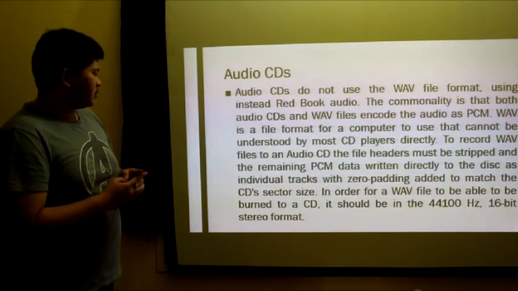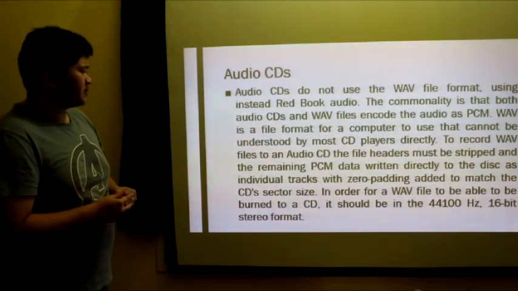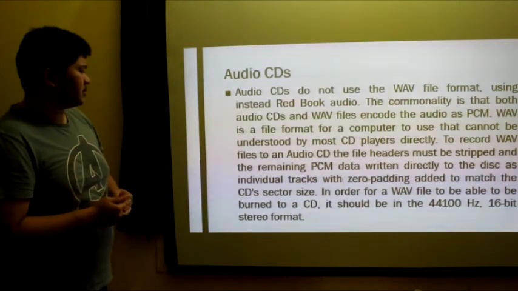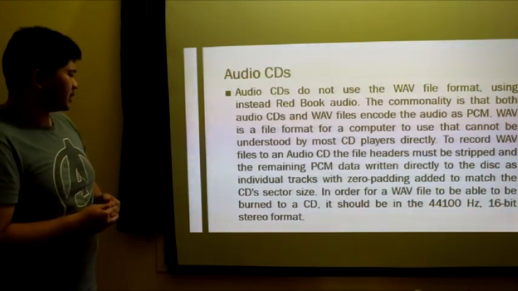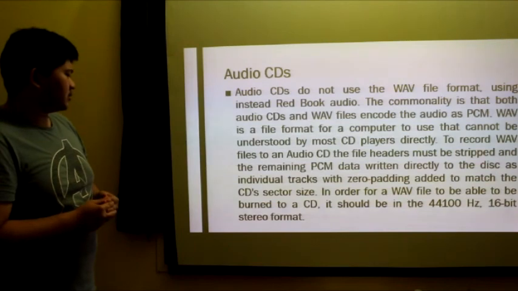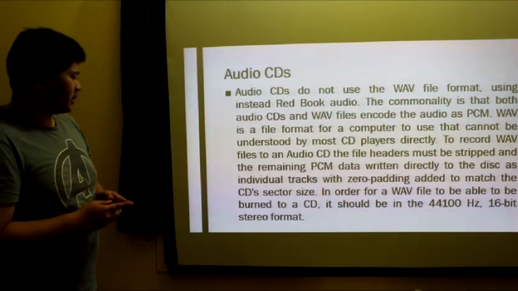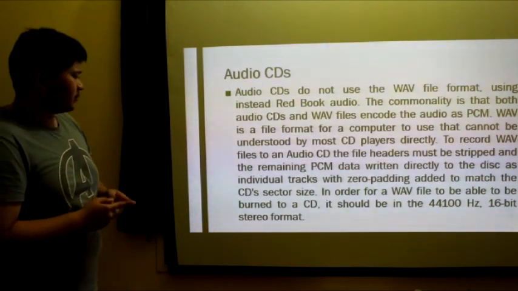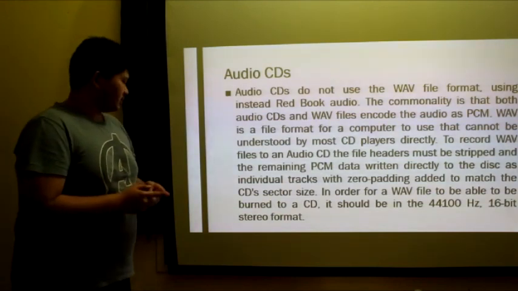To record WAV files to an audio CD, the file headers must be stripped and the remaining PCM data written directly to the disk, as individual tracks with zero padding added to match the CD sector size. In order for a WAV file to be able to be burned to a CD, it should be in the 44,100 Hz, 16-bit stereo format.